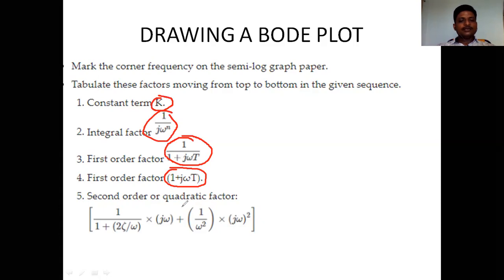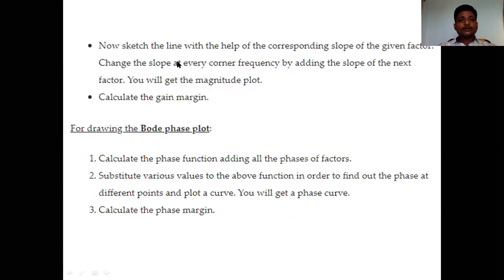After all the calculations, for second order also, as I told you, you have to calculate if the given function has a second order factor also. After calculating all these factors, then we have to draw a graph. With the help of a semi-log graph, we have to draw the corresponding magnitude plot and phase plot, after calculating all magnitudes and phases. Then we have to calculate the gain margin. If the question asks to find the gain margin, you have to calculate it from the graph.